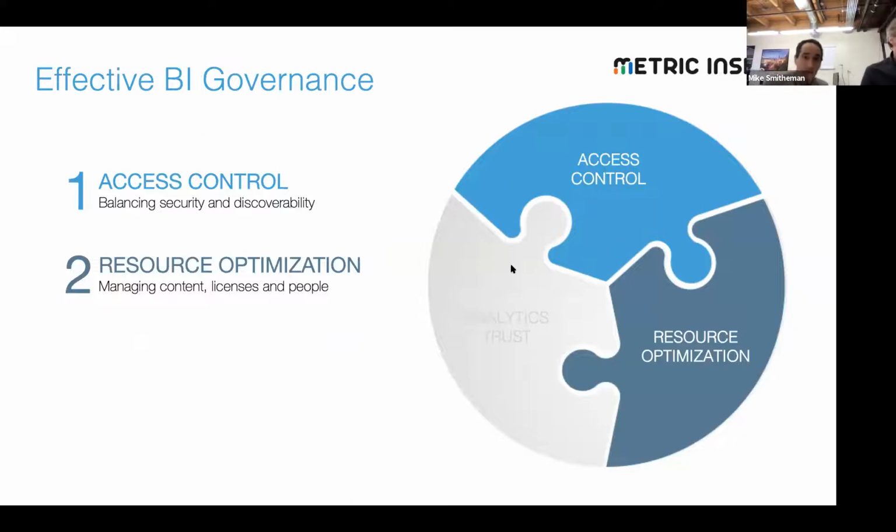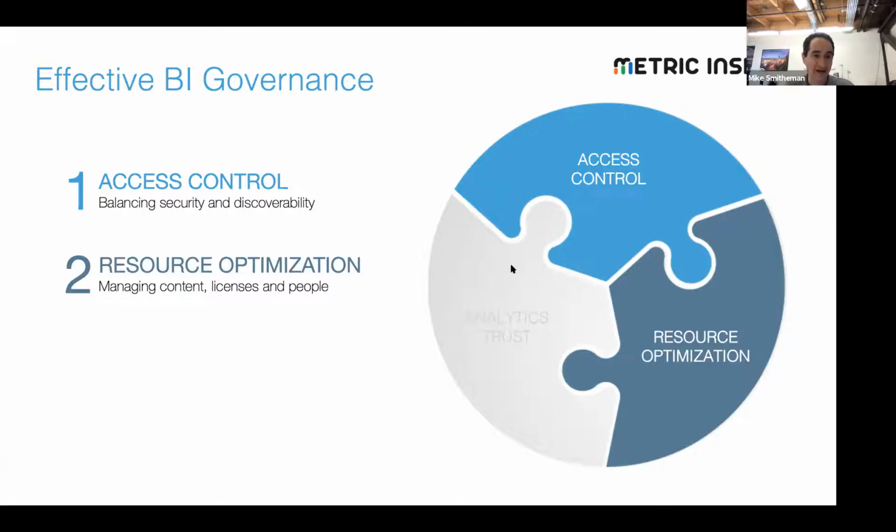Thank you, Mike. So once you've got the content published and it's accessible and discoverable and secure, the next area of focus for effective governance is really looking at resource optimization. Now, here we're talking about three different areas of resources. Obviously, the content, the content has a life cycle to it. So today's hot dashboard, tomorrow may become obsolete because the business has changed.